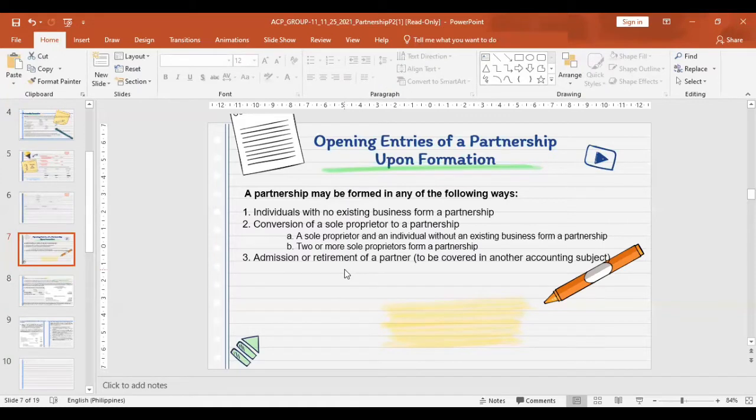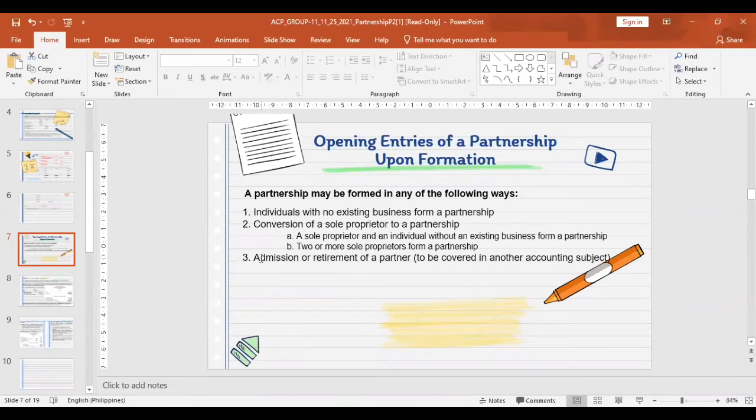So ito, conversion of a sole proprietorship to partnership. So ito yung sinasabi ko, a sole proprietorship, an individual with an existing business forms a partnership. So yung isa, meron siyang business, yung isa naman wala, nag-form sila ng partnership. Pwede yon. So ito naman, two or more sole proprietorships form a partnership. So pwede din yun. Dalawa kayo, meron kayong business dati, then nag-form kayo ng partnership. Pwede din yan. So ito naman, admission or retirement of a partner to be covered by another accounting subject.